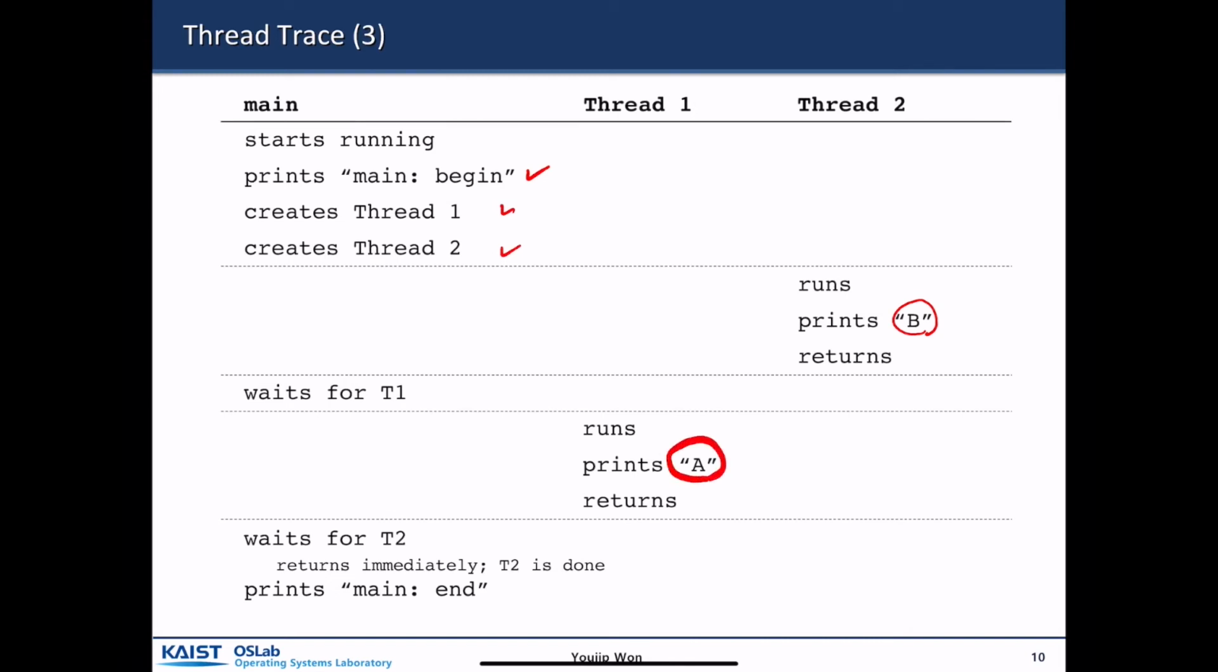After thread 1 finishes and returns to the caller, the main function calls wait for T2. This line, waiting for the completion of T2, returns immediately because T2 has been done before. So finally, it prints main end. The interesting thing is that the order of the print statements here is that B gets printed first, and then A gets printed, and then main end. So the order of printing A and B is switched in this scenario.